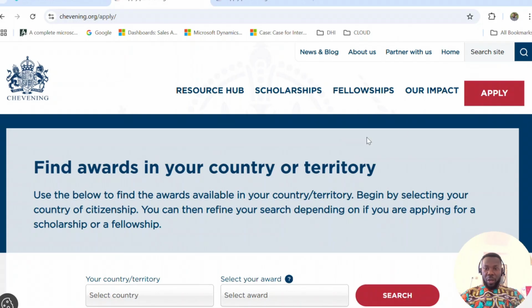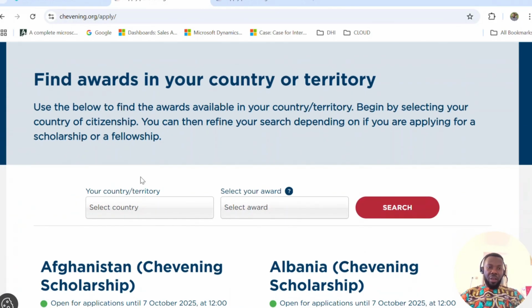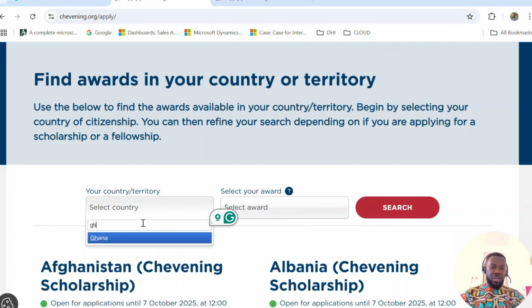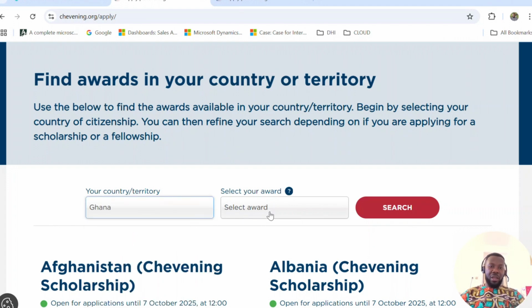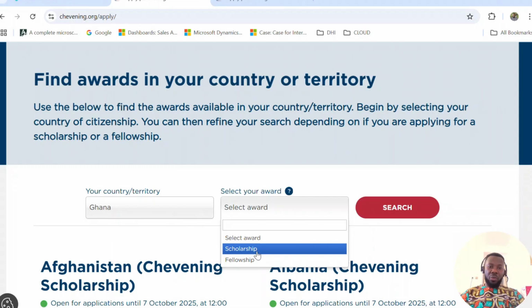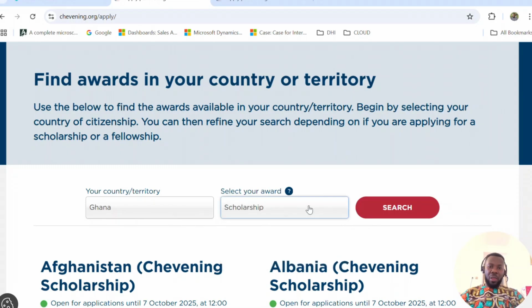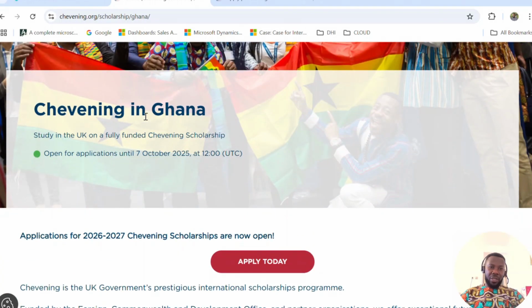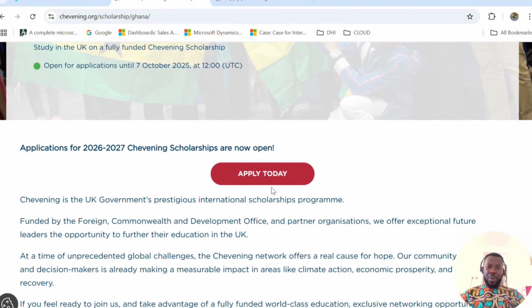And once you click on apply, you would have this interface which would ask you to input your country. So let me put Ghana, and the award I will select scholarship. And then if there's any scholarship, I will be notified. Chevening in Ghana again, apply today.